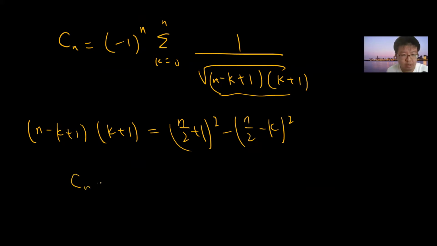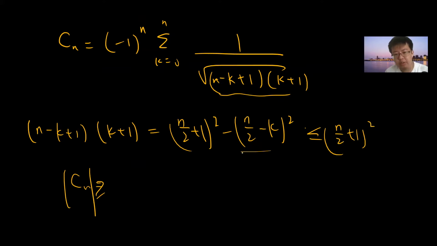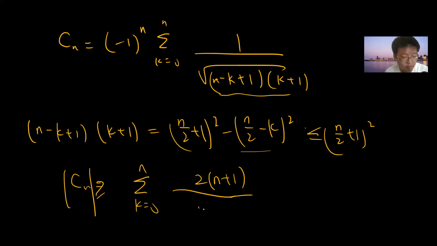So now cn, if you take absolute value, this guy will be less or equal to this, because this is a square. So the absolute value of cn will be larger or equal to the sum, k from 0 to n, of 2 over n plus 2. You just put this in and then flip. So your cn will be greater or equal to this.